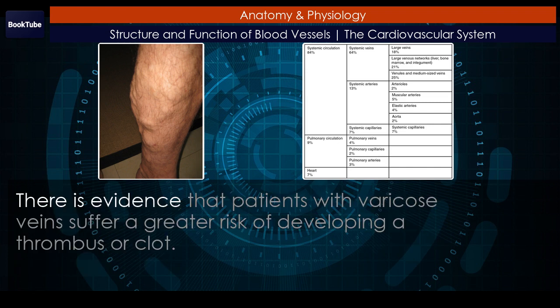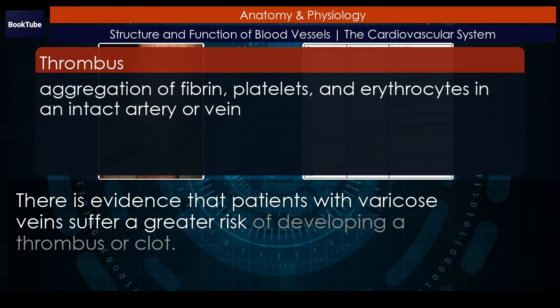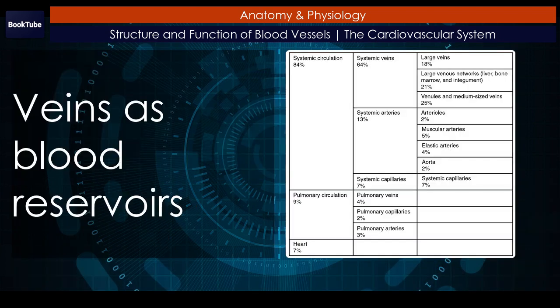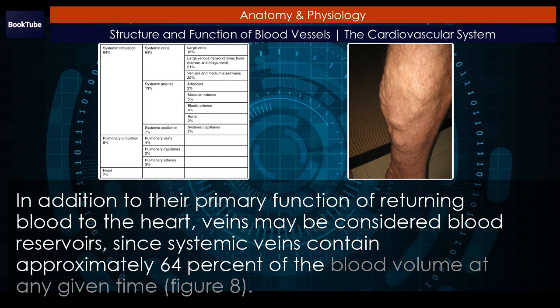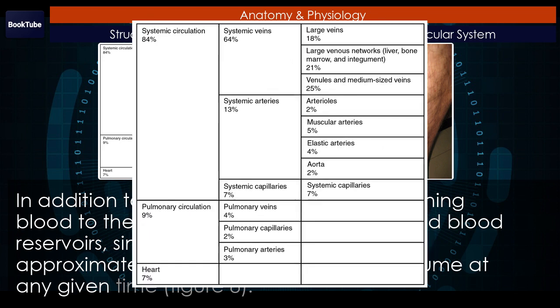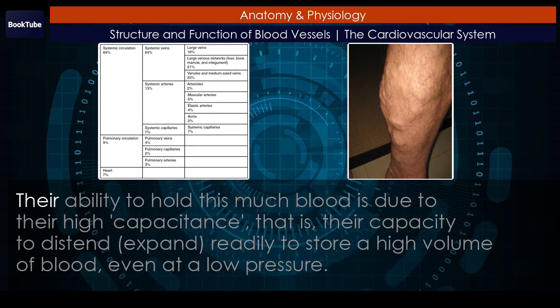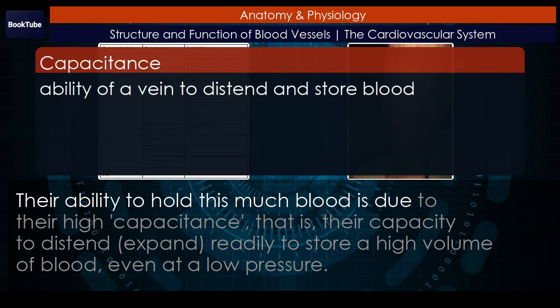There is evidence that patients with varicose veins suffer a greater risk of developing a thrombus or clot. Veins as blood reservoirs. In addition to their primary function of returning blood to the heart, veins may be considered blood reservoirs, since systemic veins contain approximately 64% of the blood volume at any given time. Figure 8. Their ability to hold this much blood is due to their high capacitance.